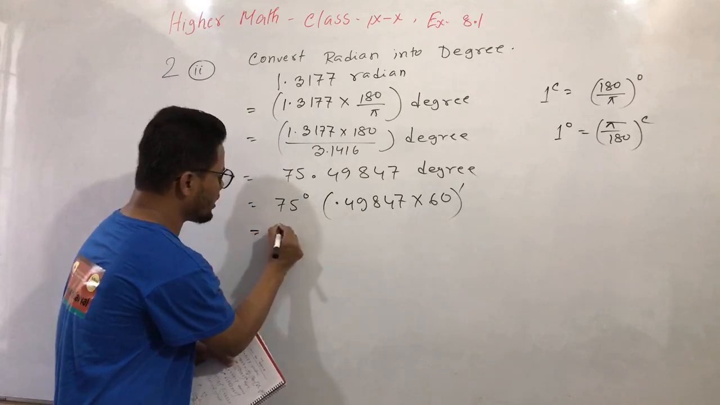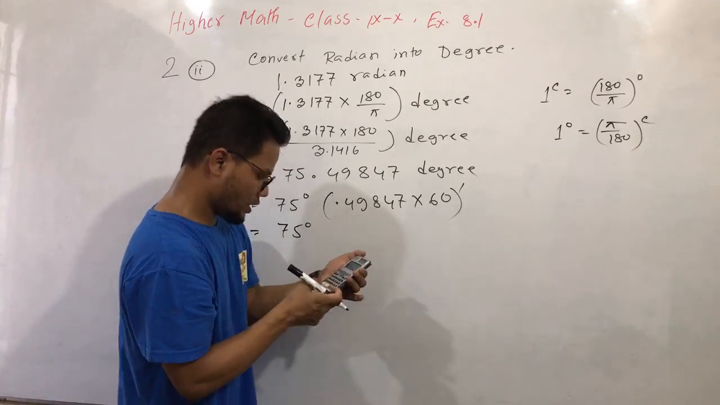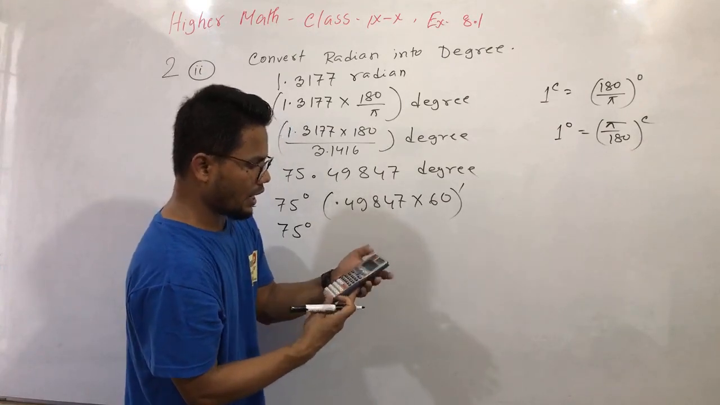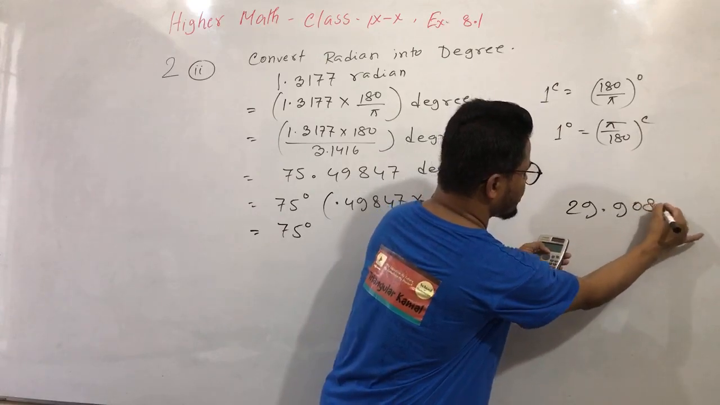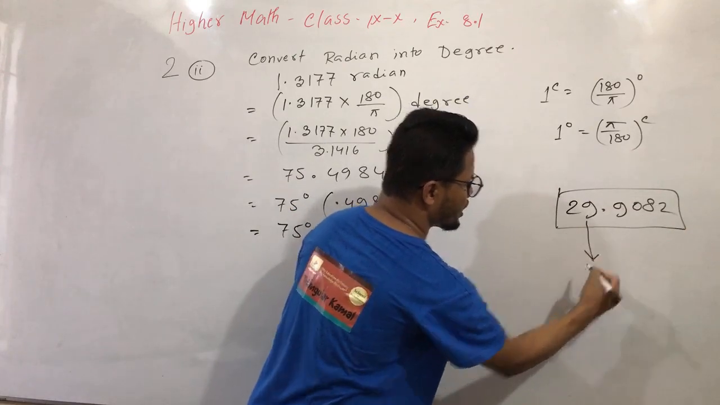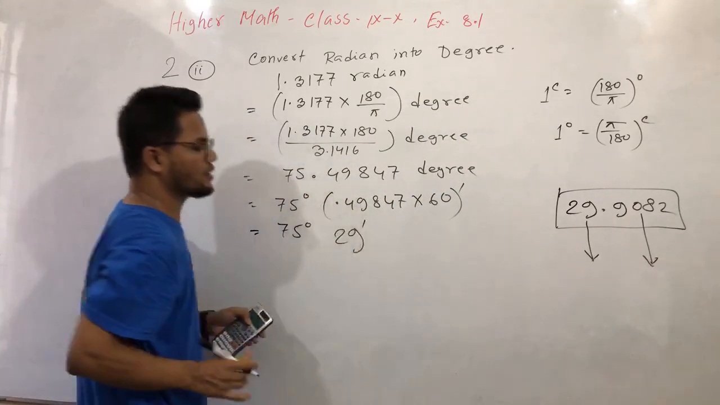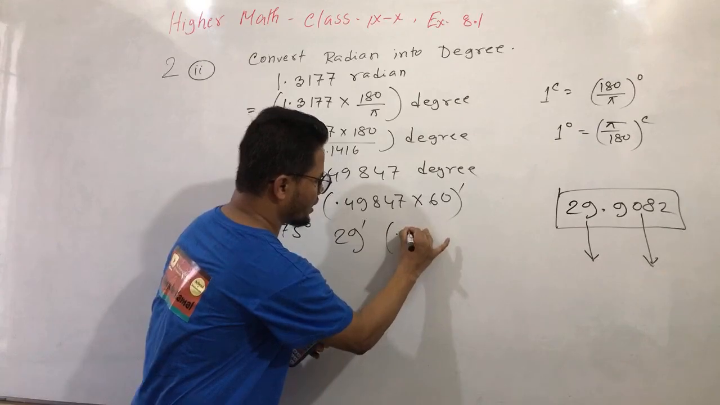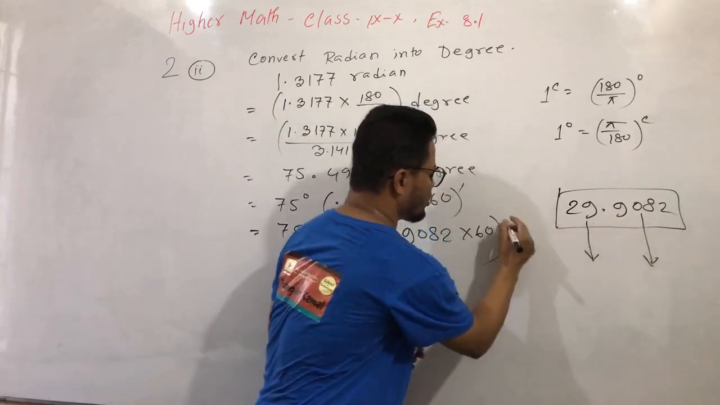Now after multiplying, 0.49847 multiplied with 60, this will be 29.9082. Here this one is called the numerical number and this is called the fraction. So this number 29 will be the minute. And then again 0.9082 multiplied by 60, then this minute is converted into second.